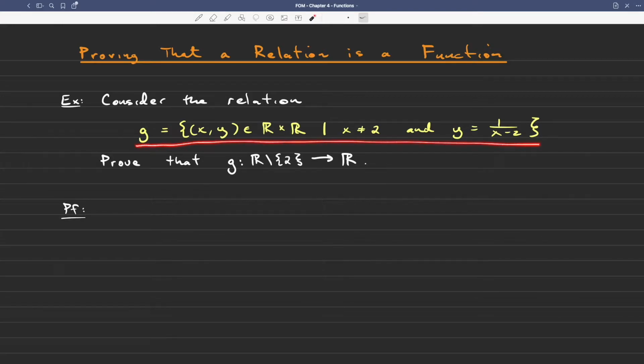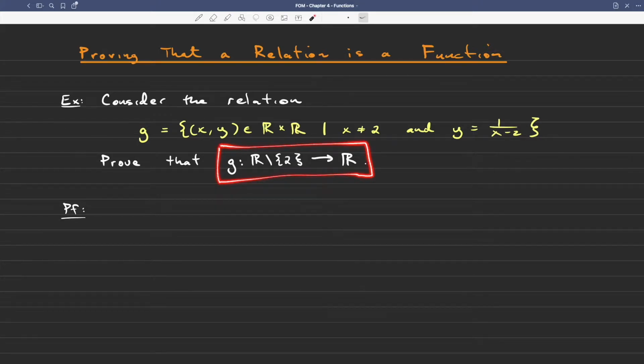So G is, I'm using the set builder notation to define G. It's a set of ordered pairs in R cross R with the stipulations that the first component can never equal 2, and the second component is equal to 1 over the first component minus 2. So I want to prove this fact, that G is a function from the set R minus the singleton 2 to R.